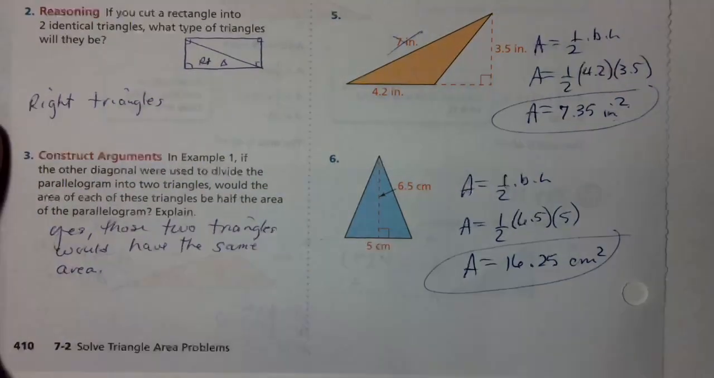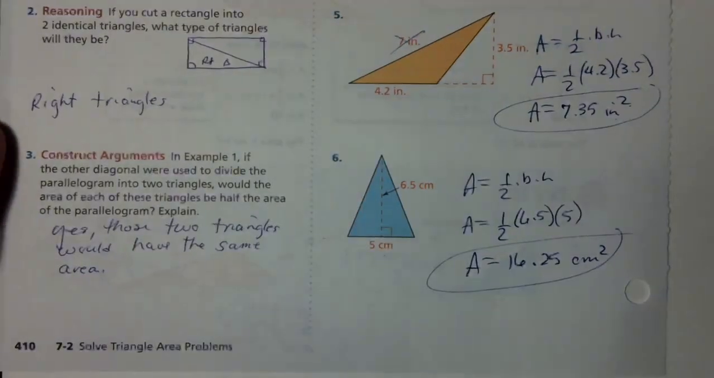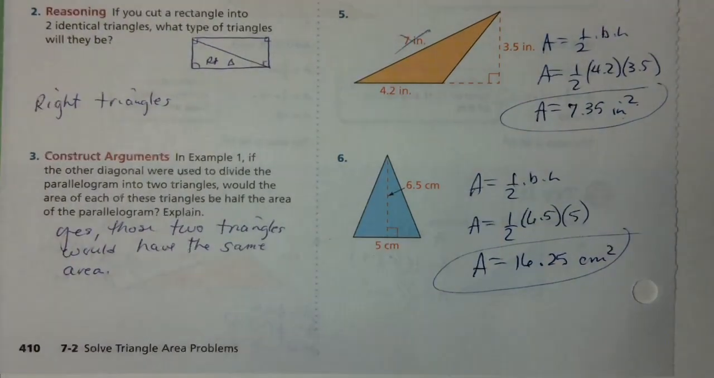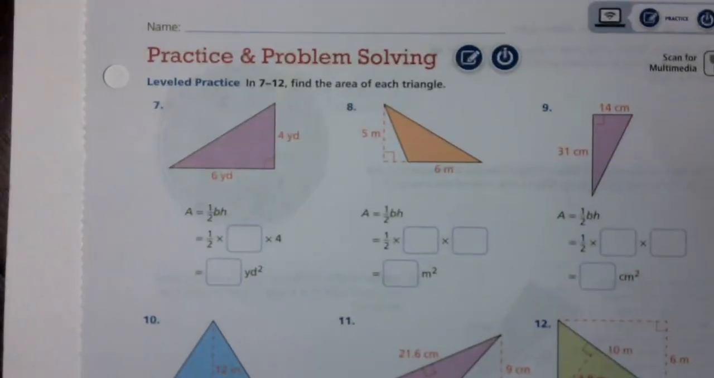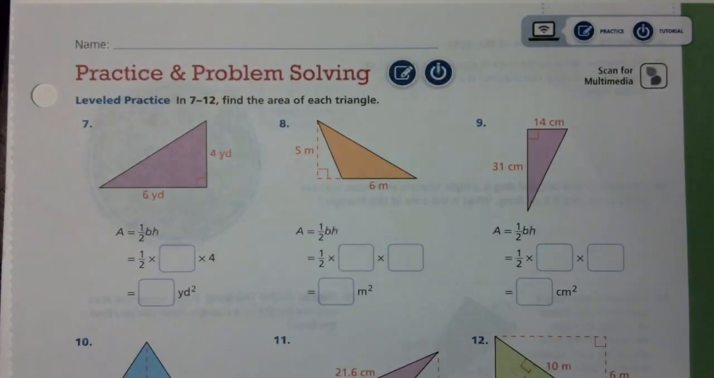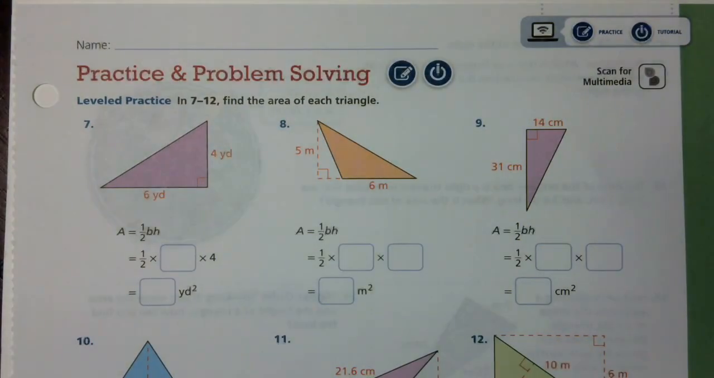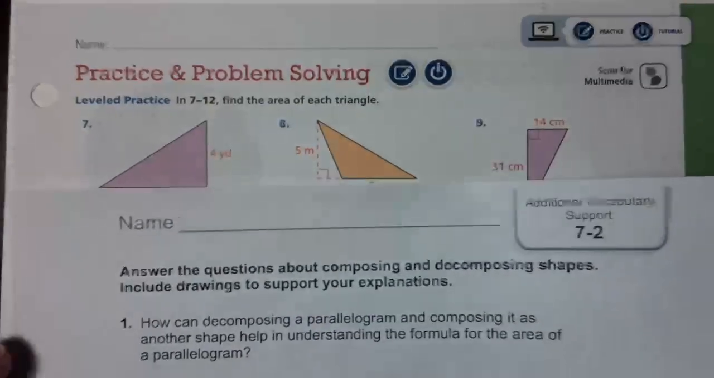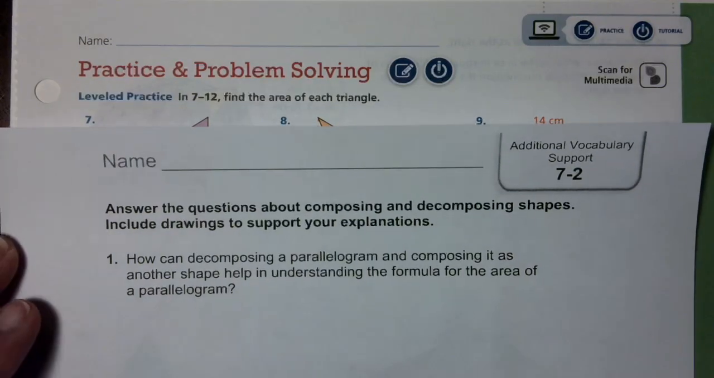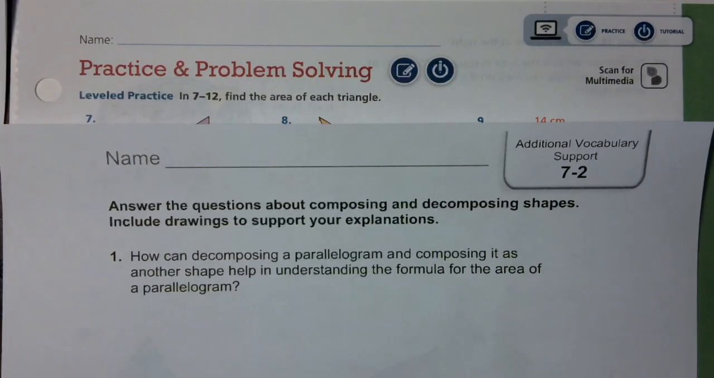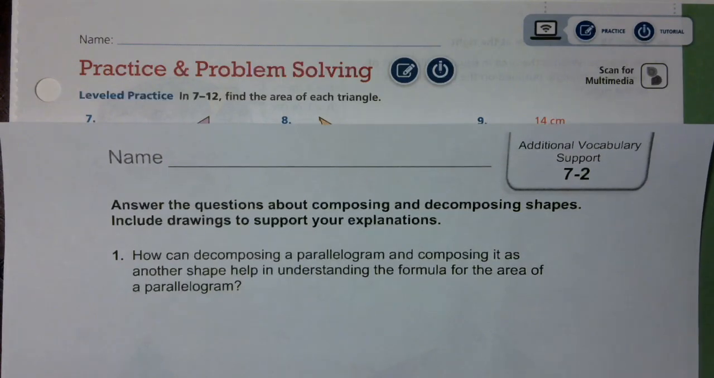Okay, the formula is not going to change for a triangle. It's always going to be 1/2 the base times the height. All right, so we did all of that. We didn't leave you any to do right there. So what you have to do is your practice and problem solving page, page 411, your additional vocabulary. You can go back and do that solve and discuss that we skipped over if you want to do that activity. And then there is a quiz over this lesson if your teacher chooses to use it.